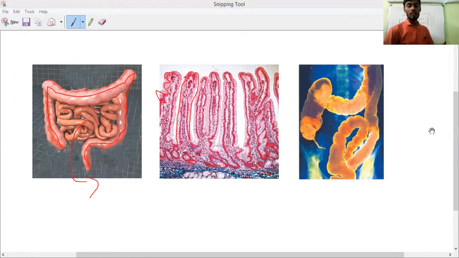So where is the blood capillary in this image, sir? This is only called blood capillaries. But in the second image, the fingers are the villi, sir. This name is called villi. They are only the blood capillaries.